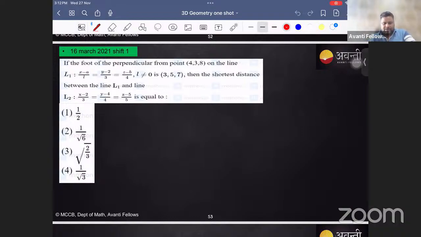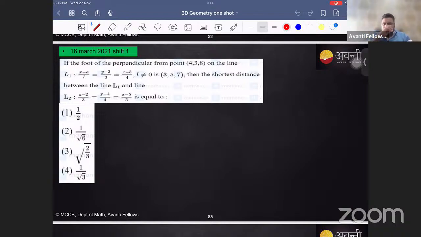The foot of perpendicular from the point (4, 3, 8) on this line is (3, 5, 7). Then find the shortest distance between the line L1 and the other line they have given to you.